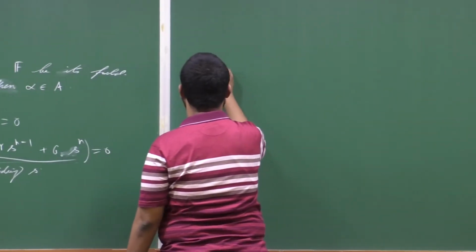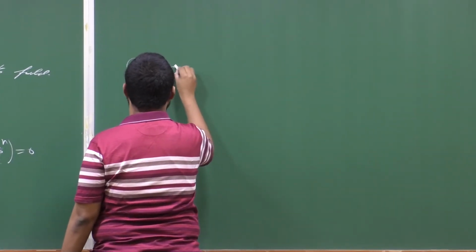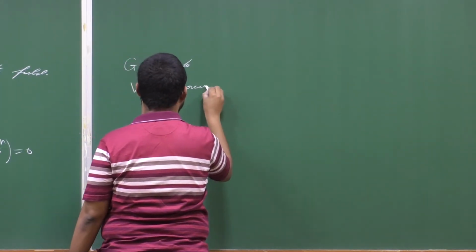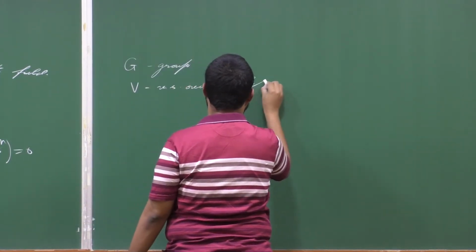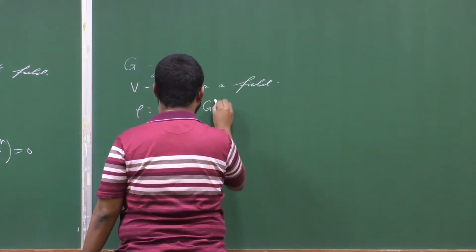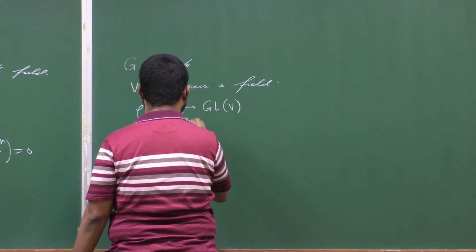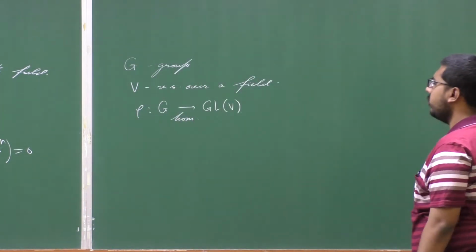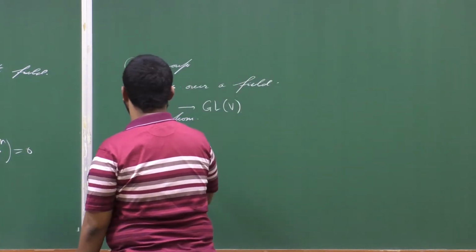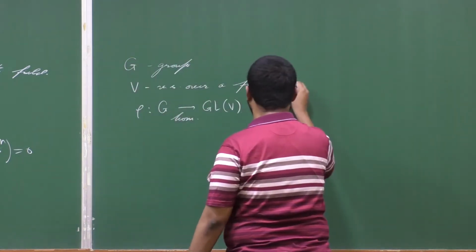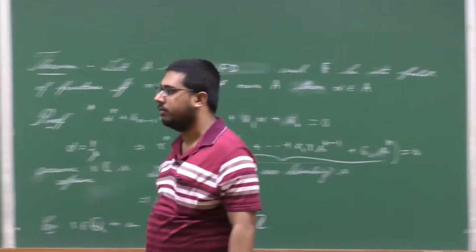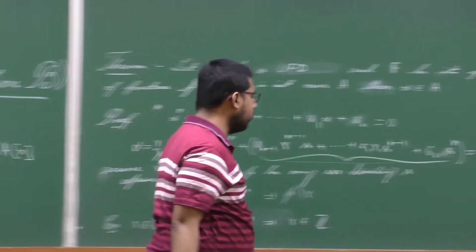So recall that for any group G and a vector space V over any field F, a representation of G on V is a homomorphism from G to GL(V). Okay. For the rest of this course, we will consider the following: the vector spaces over C, and for most of the part, we will assume that G is also a finite group.